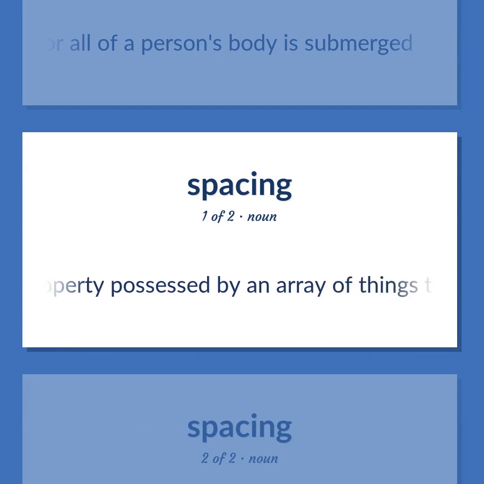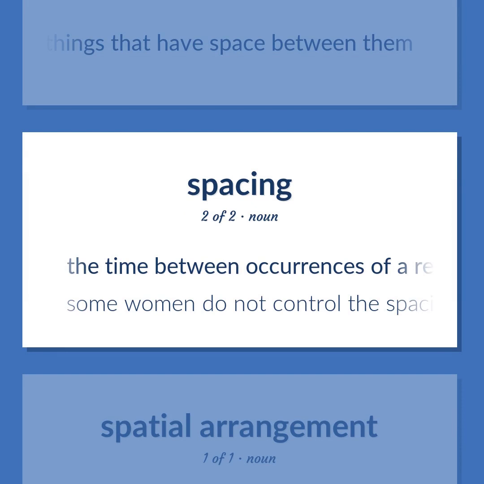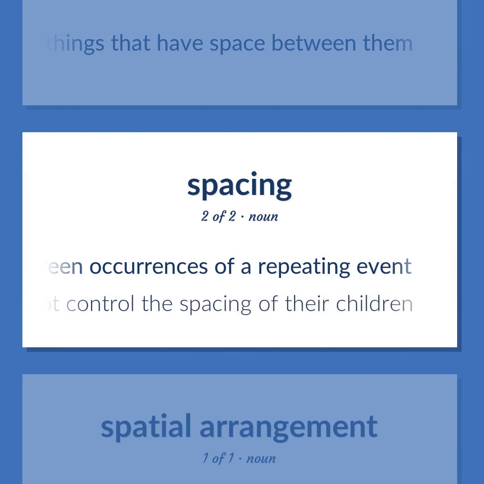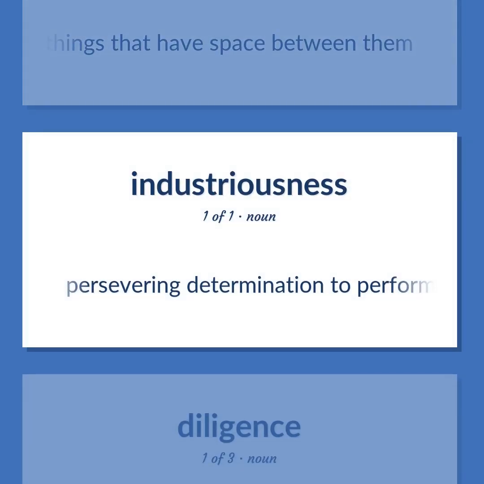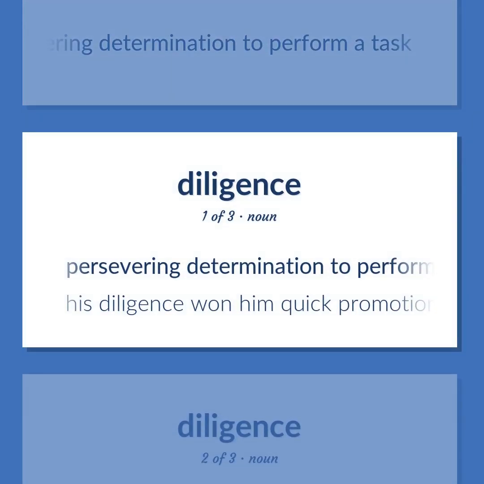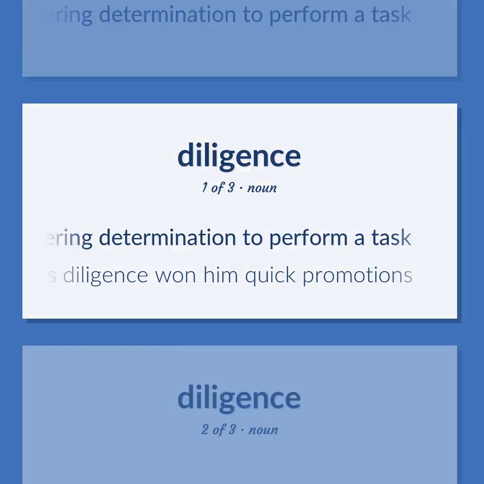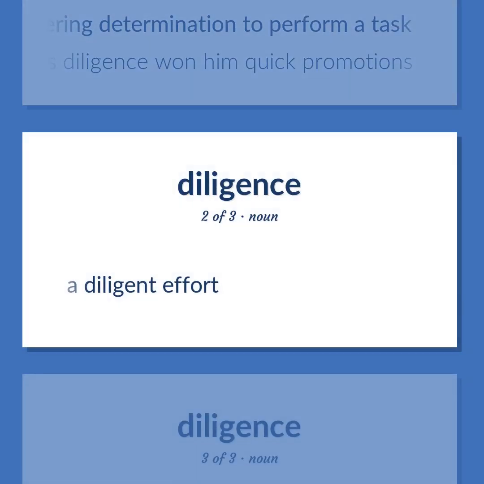The property possessed by an array of things that have space between them. The time between occurrences of a repeating event. Some women do not control the spacing of their children. Persevering determination to perform a task. His diligence won him quick promotions. A diligent effort.